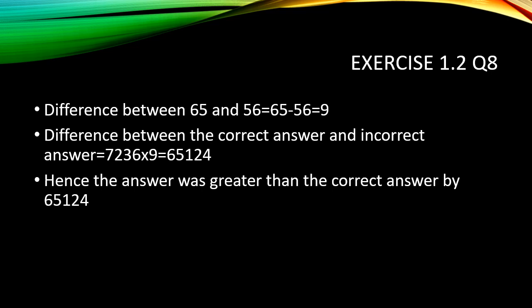Question number 8. A student multiplied 7236 by 65 instead of multiplying by 56. By how much was his answer greater than the correct answer? Difference between 65 and 56 is equal to 65 minus 56, that is equal to 9. Difference between the correct answer and incorrect answer is equal to 7236 multiplied by 9, that is 65,124. Hence, the answer was greater than the correct answer by 65,124.